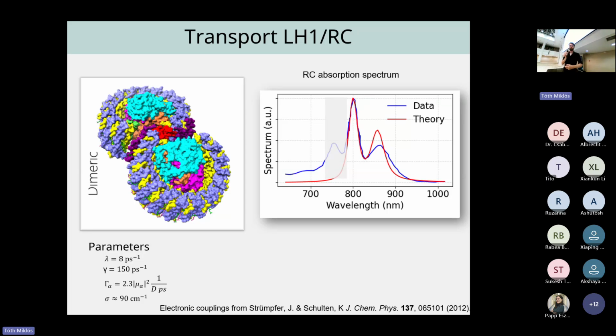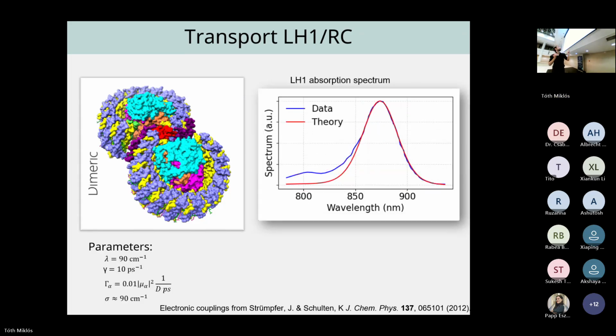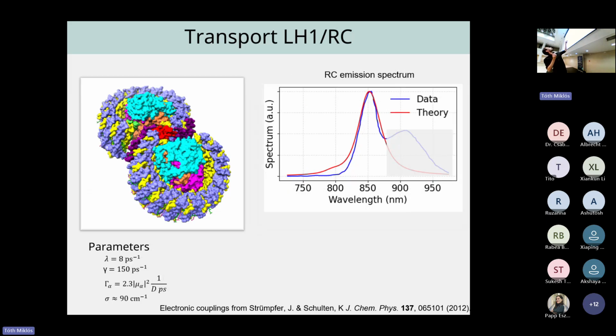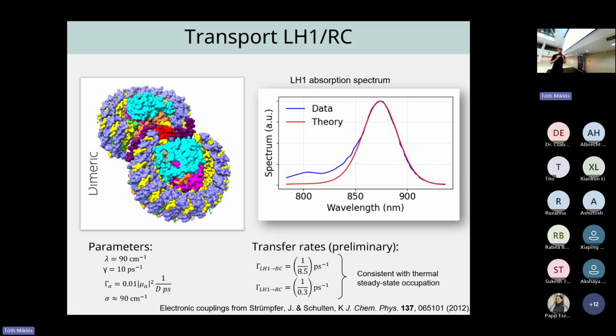Similarly, we can look at LH1 and RC. We have data and we have a model that will not capture this peak. So this is by design. We see that we can fairly accurately, again, get the features of the reaction center absorption spectrum right. We can use the same parameters to get the emission spectrum of the reaction center right. By the way, this is LH1. That's the absorption spectrum of LH1. We also can find parameters for this. And then we can plug in these parameters to make a prediction for the transfer rate.